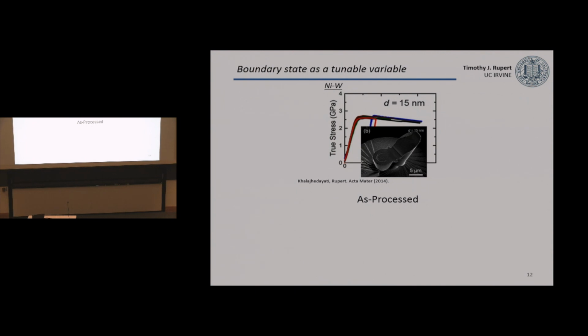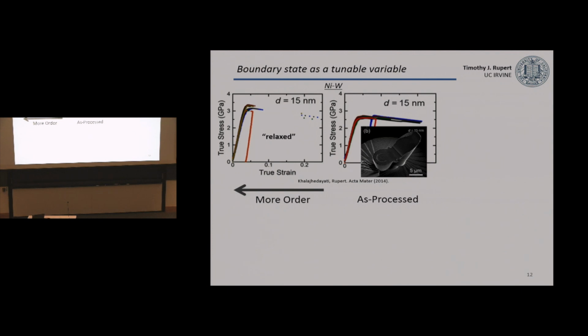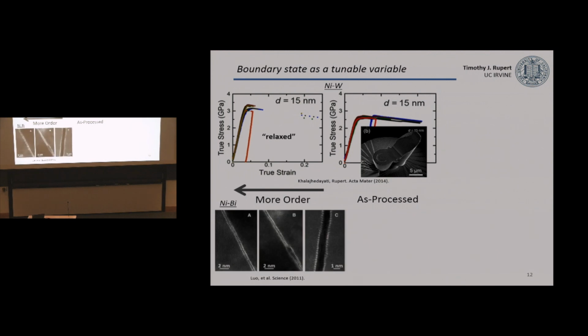Okay? So one way I could change the state of the boundary is I can try to find my lowest energy state. The way I'll do that is I'll heat my sample up just a little bit, not enough to change what my microstructure looks like, just allow for some diffusion and get rid of those extra defects. And when I do that, I see very different stress strain curves. Okay? I see that my material is stronger and that these localization events, or the end of these curves, happens much earlier.